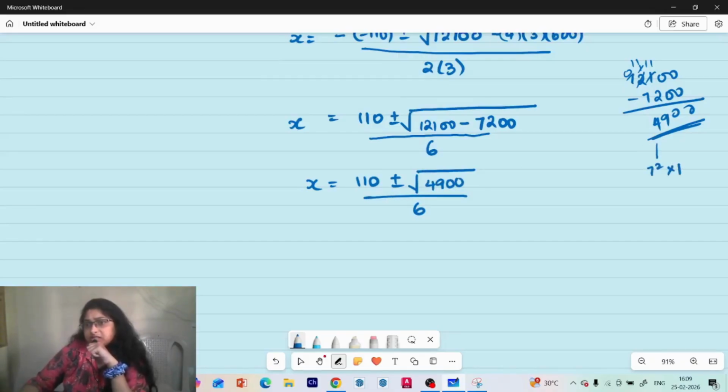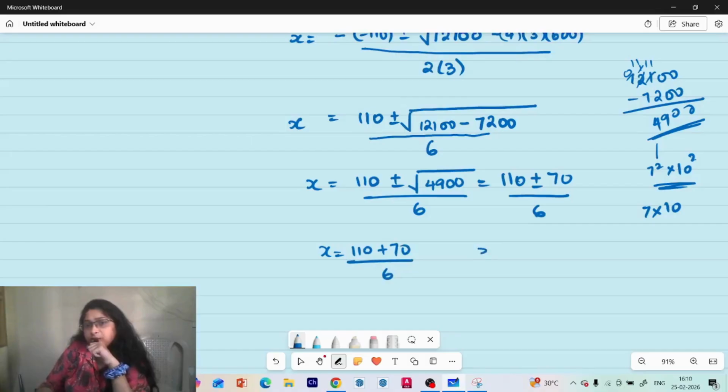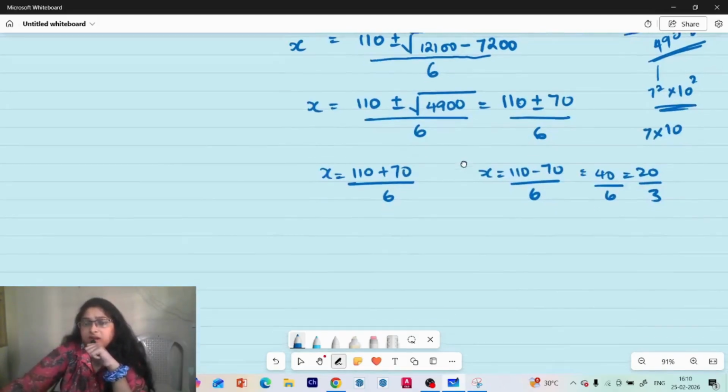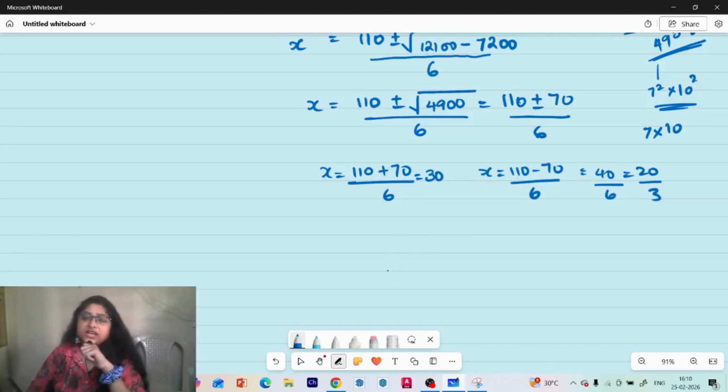Basically 7 square into 10 square. So if I take out the root, it's 7 into 10, which is 70. So 110 plus or minus 70 by 6. Now let's split that up. One root is x equal to 110 plus 70 by 6, and the other is x equal to 110 minus 70 by 6. 110 minus 70 is 40 by 6, which is 20 by 3. And 110 plus 70 is 180 by 6, which is 30.